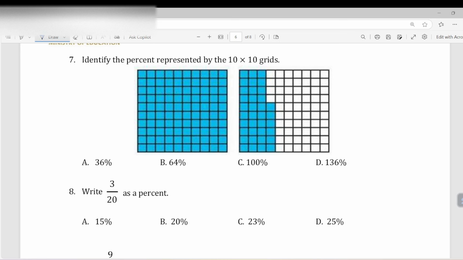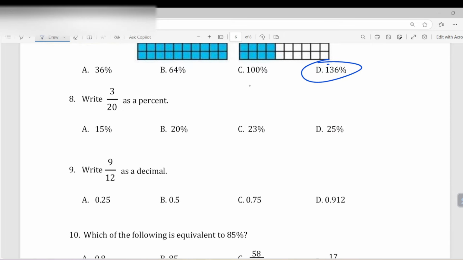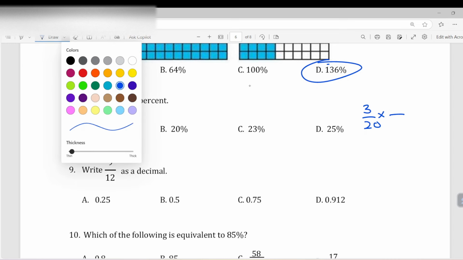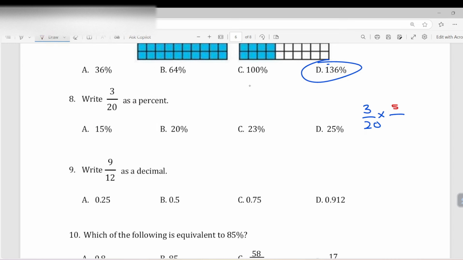See here. A complete 10 by 10 means 100. Here 3 means 30. How much is shaded? 1, 2, 3, 4, 5, 6. How to change it into a percentage? To change into percentage, the denominator should always be 100. That is the rule. To make it 100, you have to multiply and divide by 5. 20 times 5 is 100. 3 times 5 is 15. 15 by 100 is, for 100 we write the percentage symbol. So 15%. Okay. That's it.